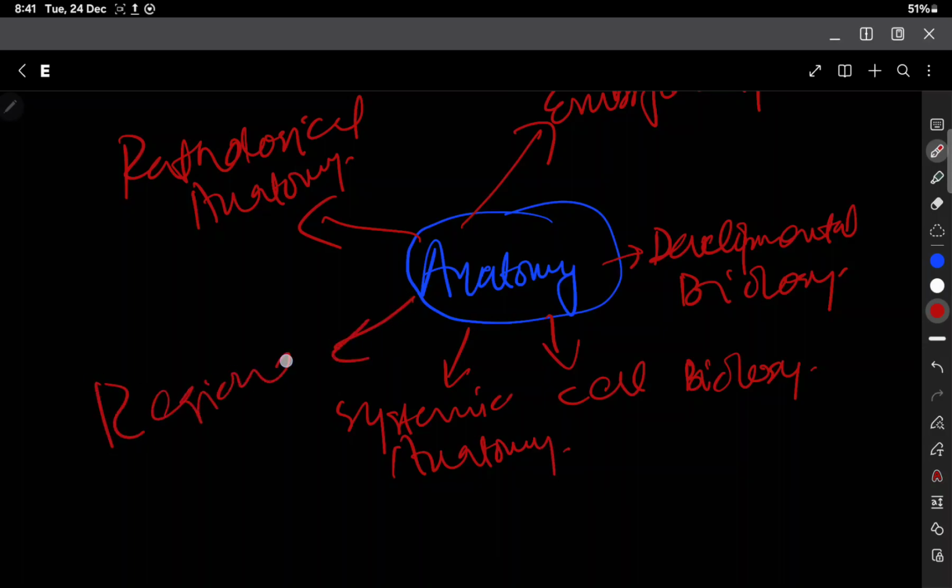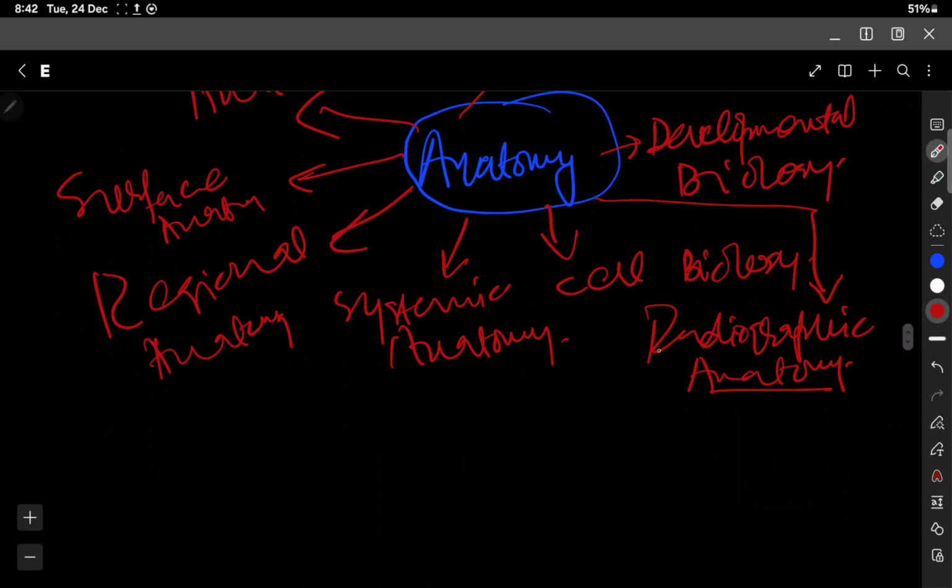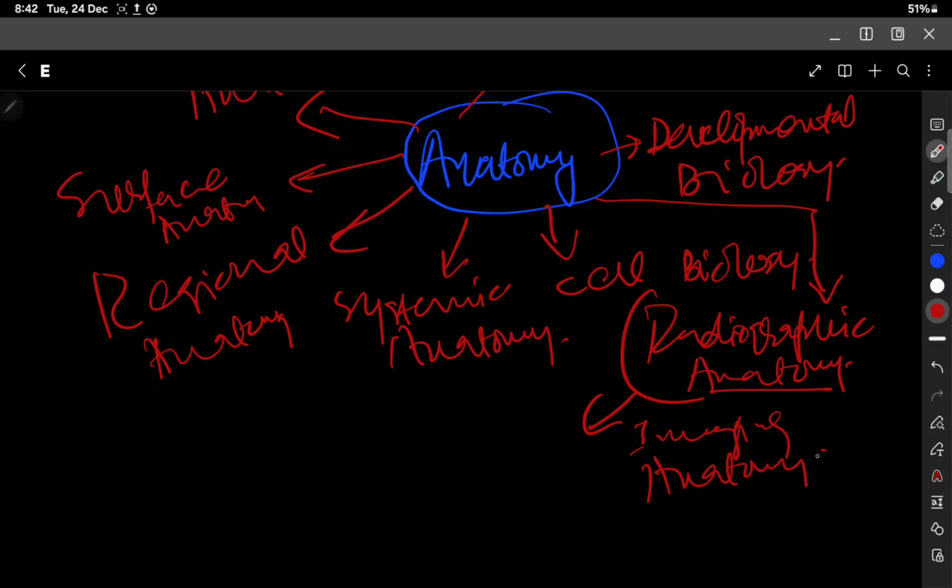Regional anatomy means where we will be studying about a specific region in the human body. Okay, and one more is surface anatomy. And others are, for example, radiographic anatomy, where we are using radiations to study the structure. Radiographic anatomy, or we call it imaging anatomy also. Okay, so that is the scope of anatomy.